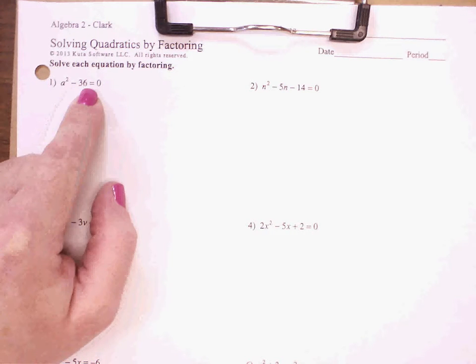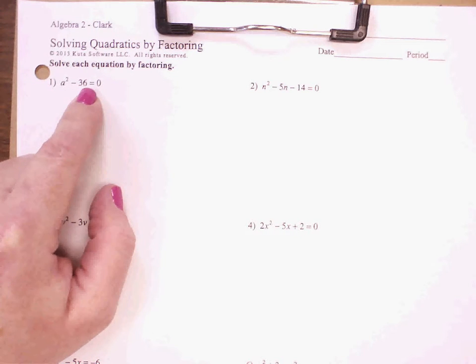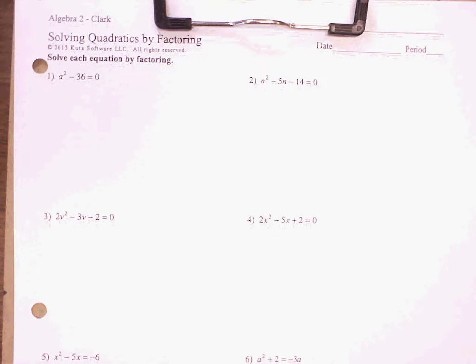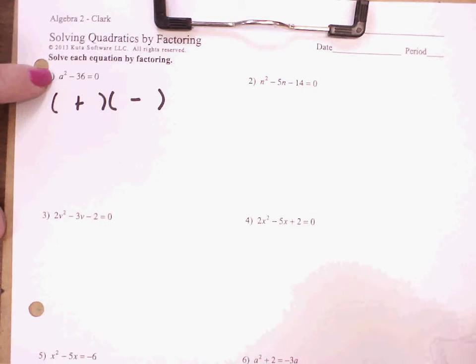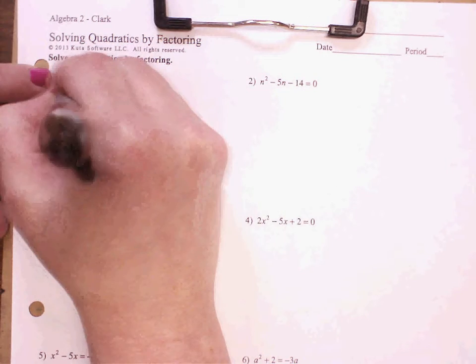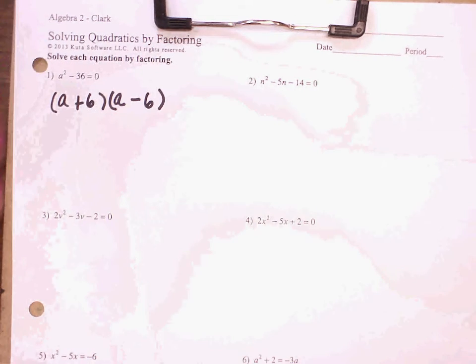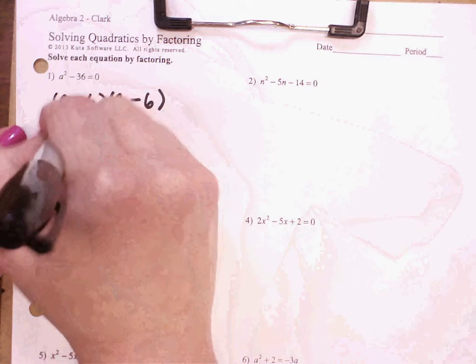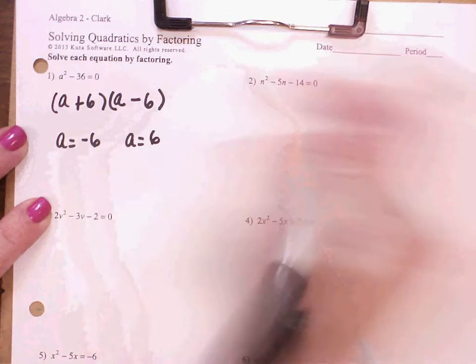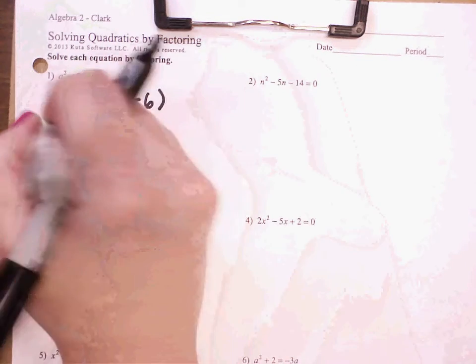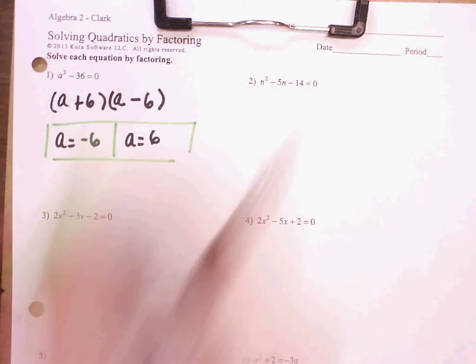Okay, so what do you notice about number 1? It's equal to 0, so you can go ahead and start factoring, right? So how would you factor? Thank you. 100 points for your family. It's the difference of squares. Very good, which means one of them is a plus, the other one is a minus. And then you do what's the square root of a squared? a. And what's the square root of 36? 6. Very good. So what are my solutions? a equals what? a equals negative 6, and a equals 6. There you go. And you're done.